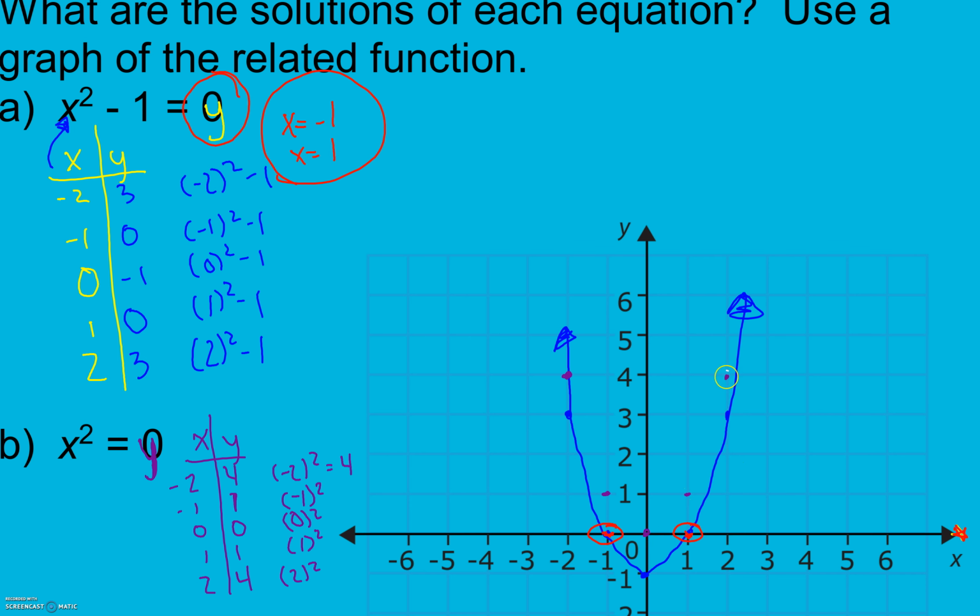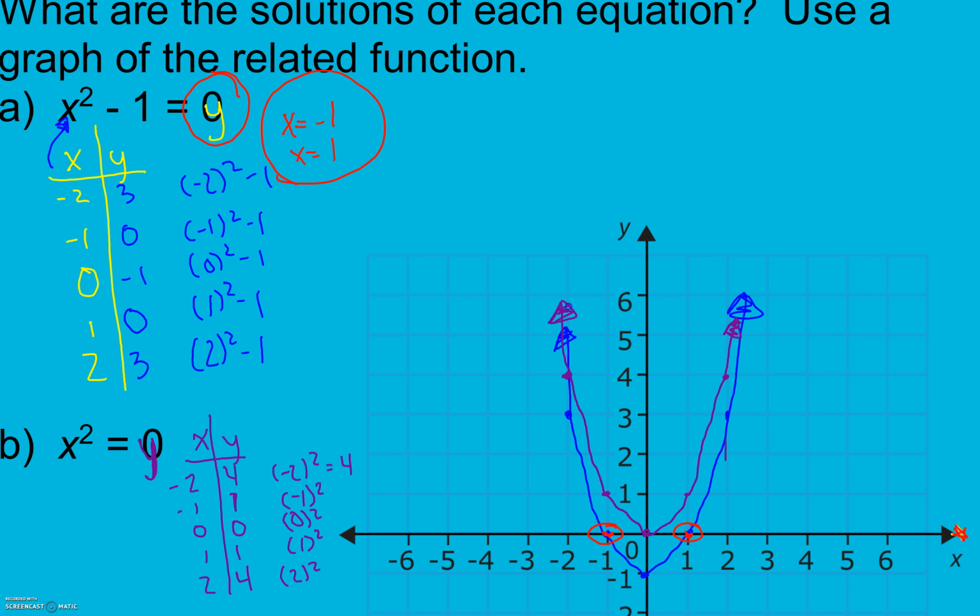and at 2, 4. And I can get those, guys, if we don't recognize that x squared equals 0, the corresponding related function is x squared equals y. If we don't recognize that's our parent function, we can go ahead and do our table of values and substitute them in and find them that way. If you recognize it, though, we can go right to -2, 4, -1, 1, 0, 0, 1, 1, 2, 4. Over 1, up 1 in both directions, over 2, up 4 in both directions.